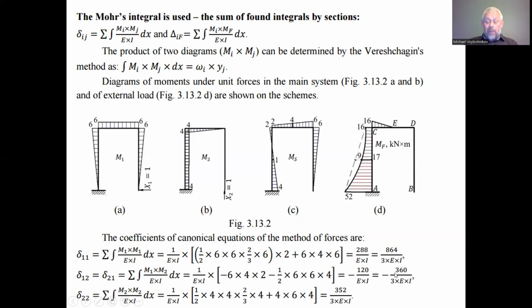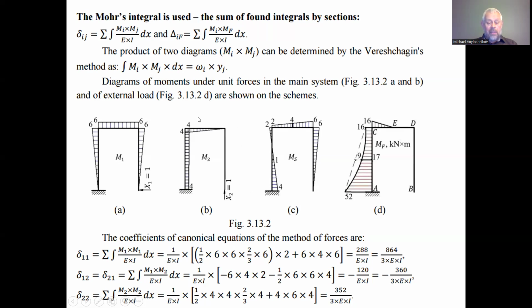As well as in the previous one, for future transformation it is convenient to have denominator 3 as well. So we have the same, equal to 360 divided by 3 by E and by I. And the next factor in the canonical equation of the force method is finding the unit displacement in the action of the unit force x2, in the same direction, the displacement as x2 and the action of the force x2.